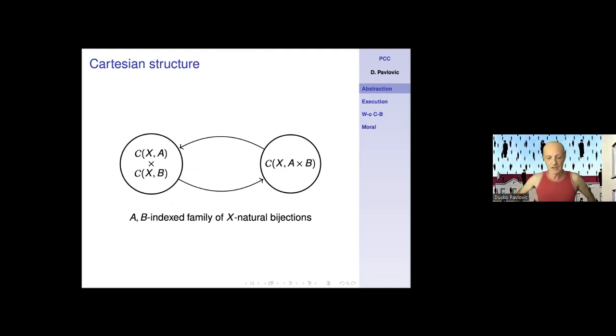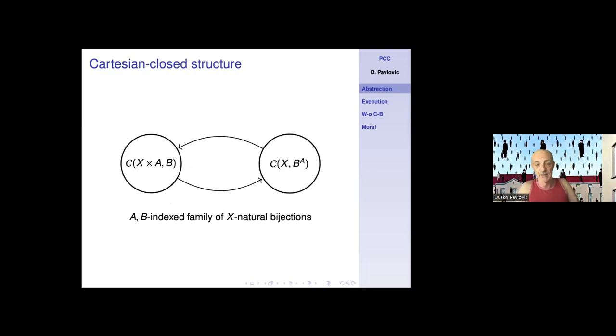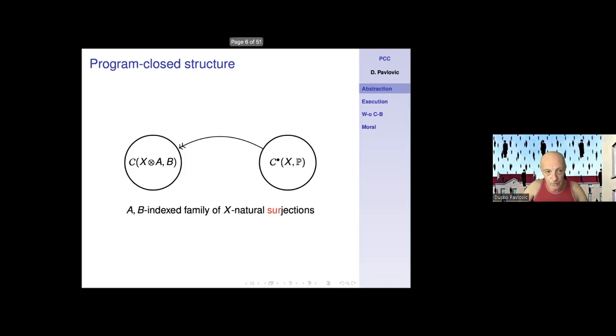So the Cartesian structure can be viewed as a family of natural bijections. Here they're X indexed, here they're X natural, and for every pair of objects A, B, we have one such natural bijection. And then when we have Cartesian structure, then Cartesian closed structure can also be viewed as an AB indexed family of X natural bijections. And then we get to program closed structure, which is an AB indexed family of X natural surjections.